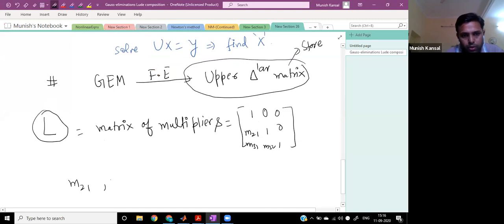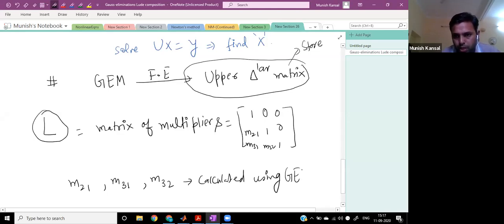I'm asking for 3 cross 3, right? So these are three entries which are unknown to us. This is a lower triangular one. On the diagonal I have taken 1, other entries are 0. So these three entries will be calculated using your Gauss elimination method. This is the idea: Gauss elimination method will give you all the details to work with LU decomposition, right? Once you are trained with Gauss elimination, then within the next 5 to 10 minutes you can go to LU decomposition. There is nothing new in LU decomposition, right?